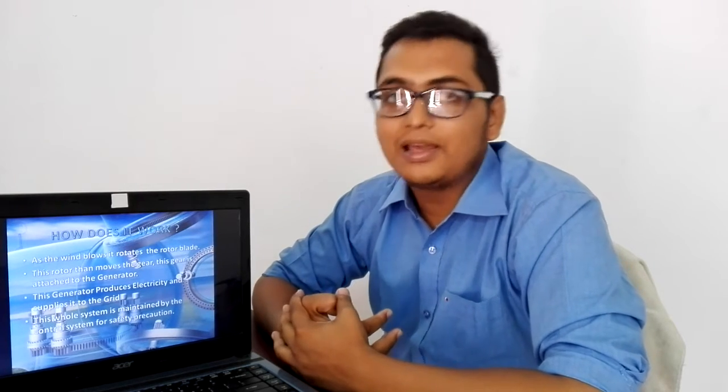And how does it work? The kinetic energy is converted into electrical energy, but what sort of kinetic energy? The wind energy. The wind energy rotates the rotor. The rotor is then attached to the gear, which is attached to the generator. The generator then produces the electricity. This electricity is then supplied to the power grid. This is how it works.